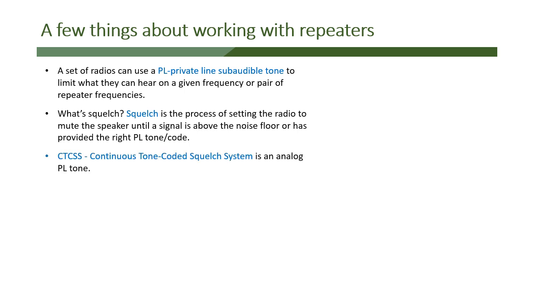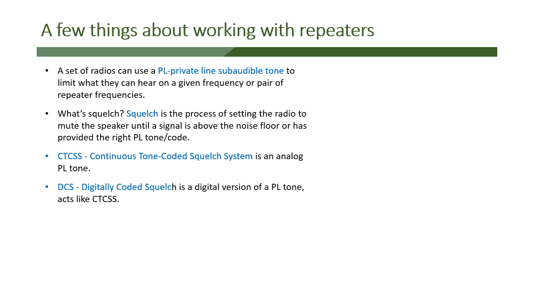CTCSS, continuous tone coded squelch system, is an analog PL tone. It's very similar to the PL tones in general, subaudible. And it's a code that's used and transmitted such that it will then activate everybody who's in my group, so to speak, or that repeater, and all those who can listen to that repeater.